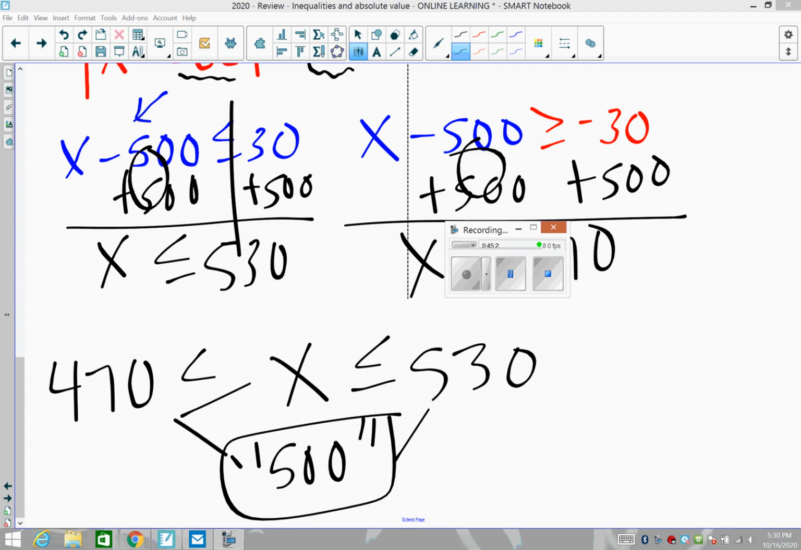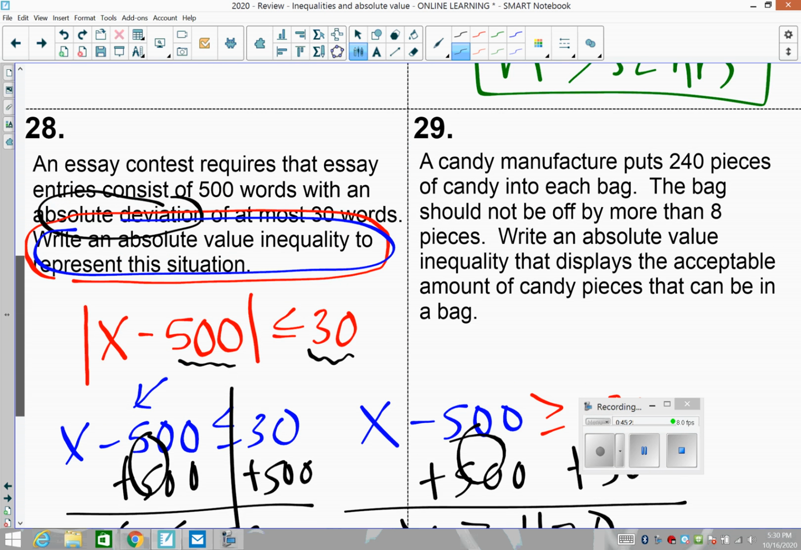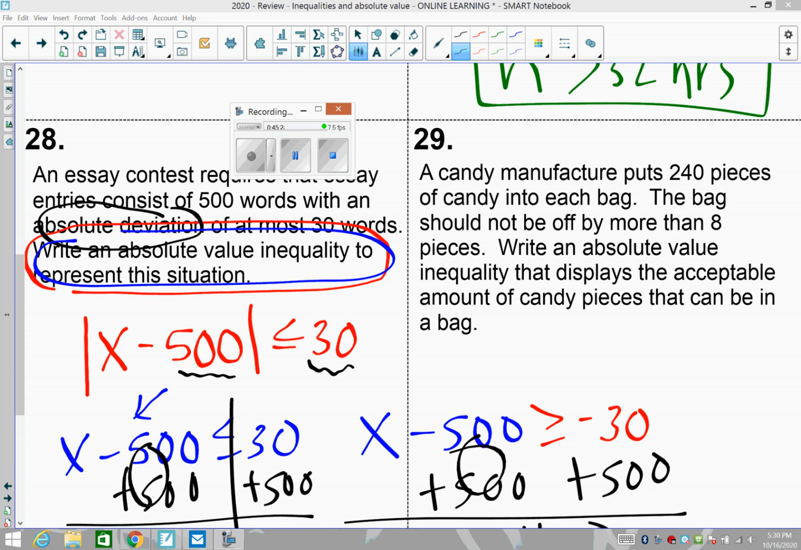Please pause the video at any time, but we're already at 45 minutes, so I'm going to keep rolling at my pace. Last problem of the day.